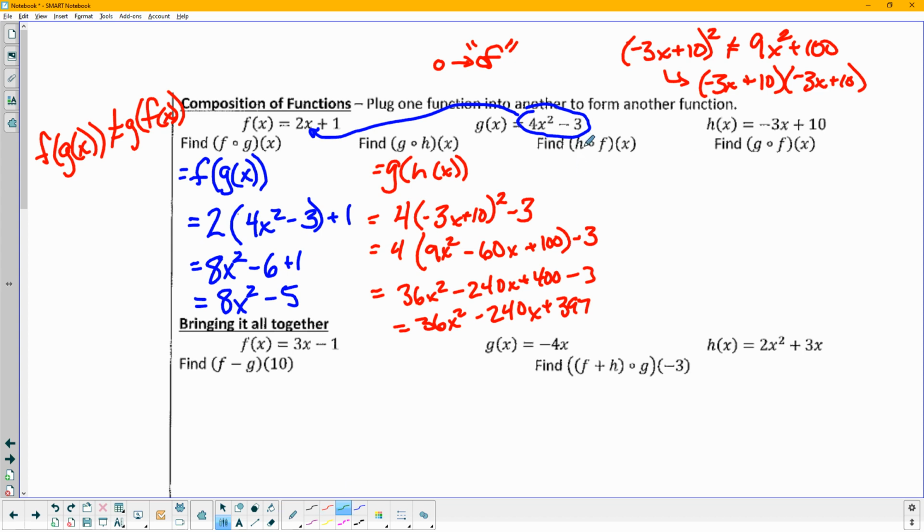Okay, all right, let's look at h composed with f of x. So I'm going to take h, and where the x is, I'm going to put f of x. This one will be a little bit easier.